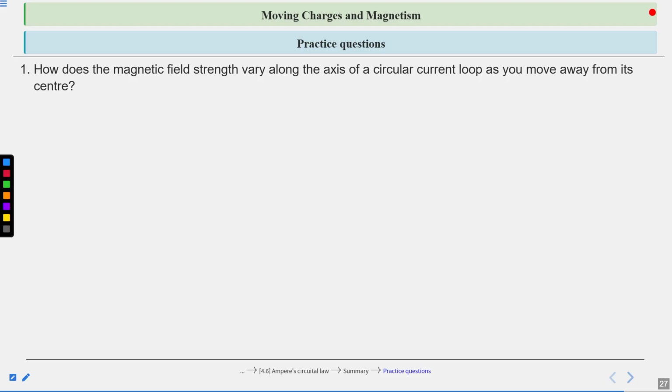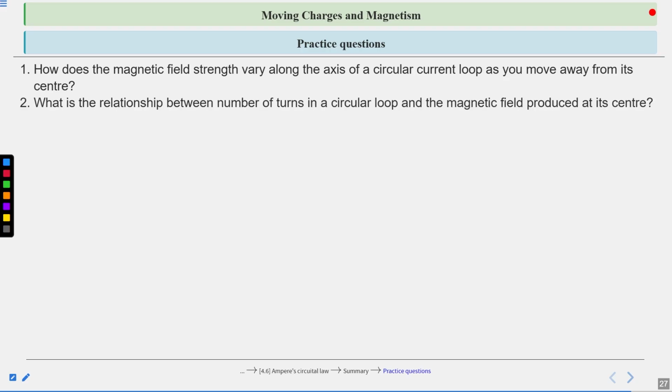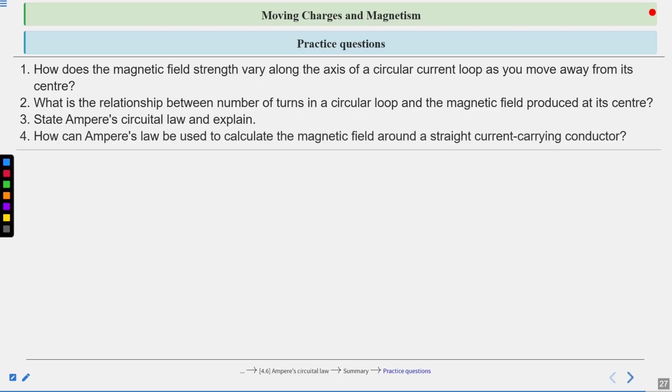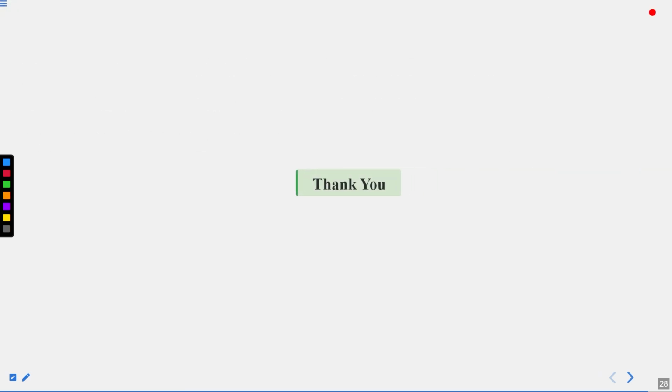Now some practice questions. First question, how does the magnetic field strength vary along the axis of a circular current loop as you move away from its center? Second question, what is the relationship between the number of turns in a circular loop and the magnetic field produced at its center? Third, state Ampere's circuital law and explain. Fourth question, how can Ampere's law be used to calculate the magnetic field around a straight current carrying conductor? So these are some practice questions you have to do yourself.